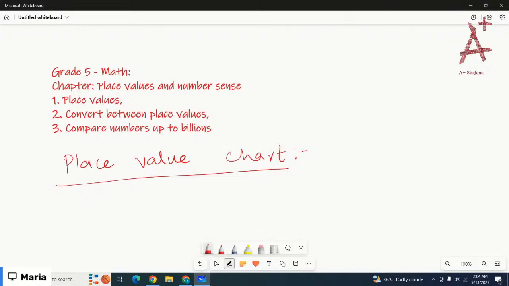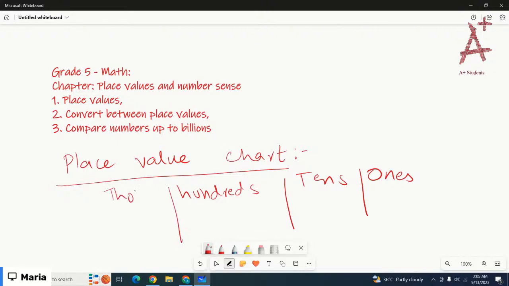Basically, how do we use a place value chart? A place value chart is a useful table that helps us find the place value of each digit based on its position, right? The rightmost digit is always at the ones position. Then the next one is at the tens position. Then the next one is at the hundreds position. Then you have the thousands position, then you have 10,000s, then after 10,000 you have 100,000. Then you have millions, 10 millions, 100 millions, right?